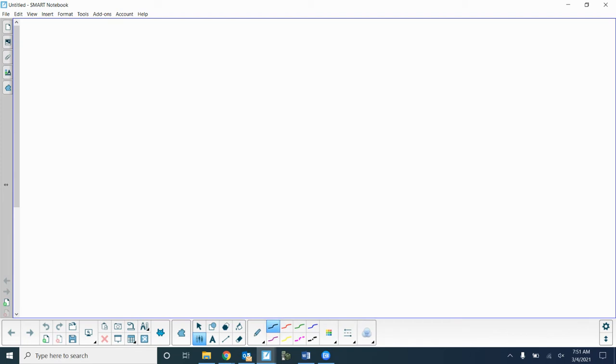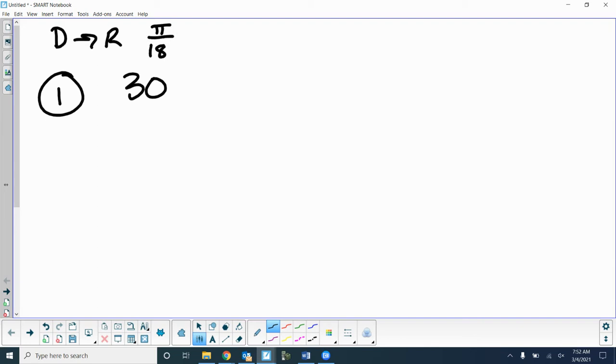All right, the first two, we're converting from degrees to radians. Okay? So remember our fraction for degrees to radians is pi over 180, right? So what I would do is just make a longer fraction bar and make it look like that.